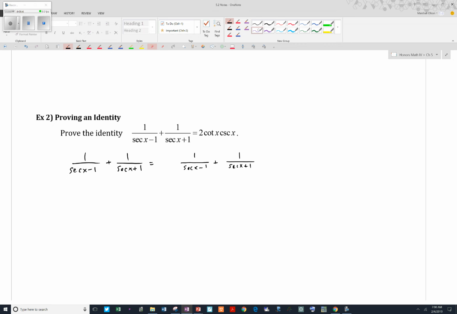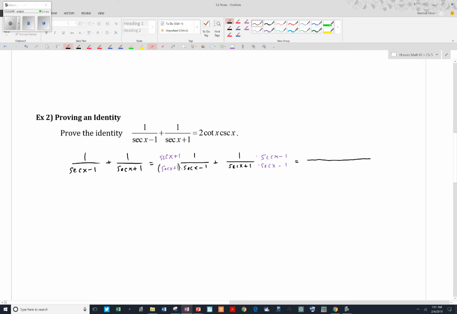And like I said, I'm going to multiply that first one by secant of x plus 1 over secant of x plus 1. This one I'm going to multiply by secant of x minus 1 over secant of x minus 1, in both the numerator and denominator. All right, so what that's going to give me is this. I'm going to put everything down. I'm going to skip one step here, just put that all into one fraction right away.